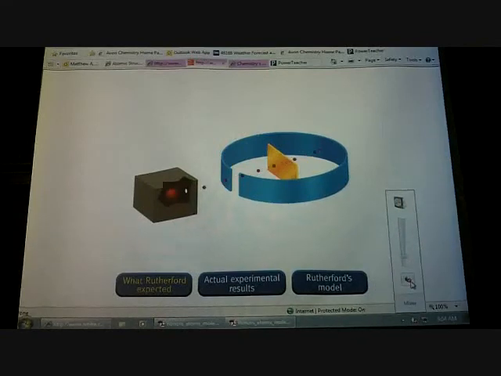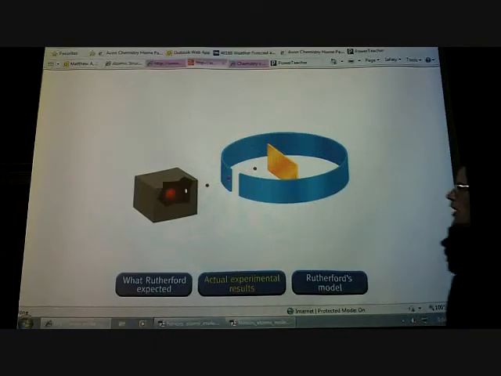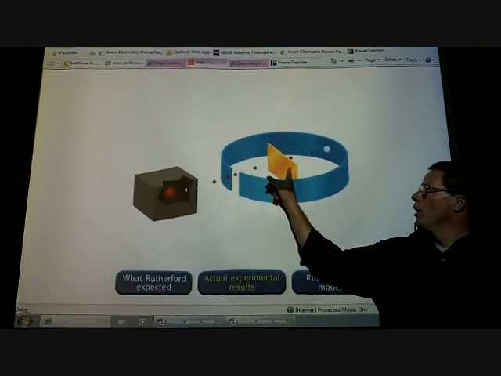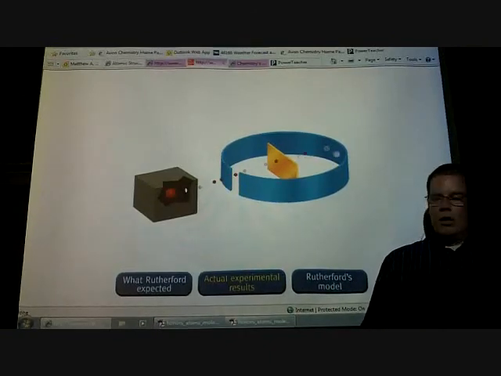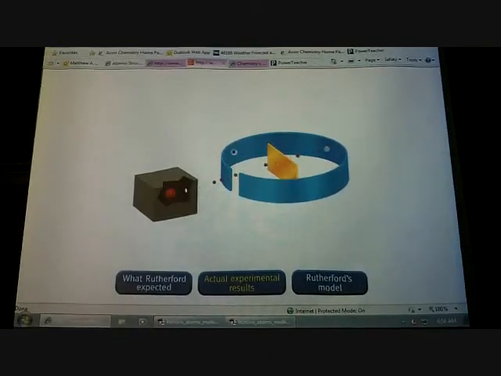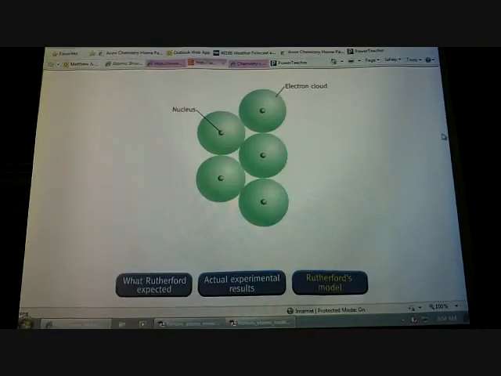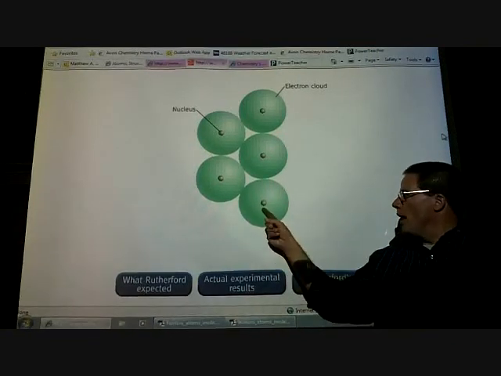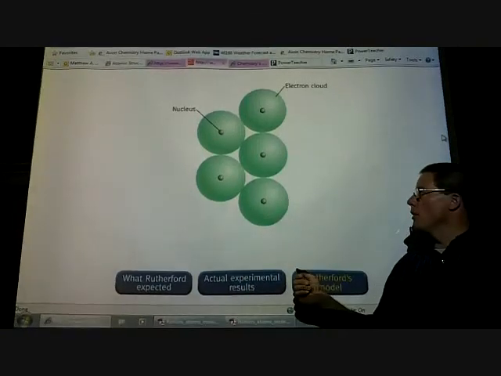What actually happened? So, set up the chamber. Most of them passed straight on through. A couple were deflected, but every once in a while, one would get hit backward. That was huge. The only way that could happen is if you had something massive in the center and it was a direct hit. So Rutherford's model was made up so that we had this central core, and again, this is not to scale, but it does a nice job in representing.